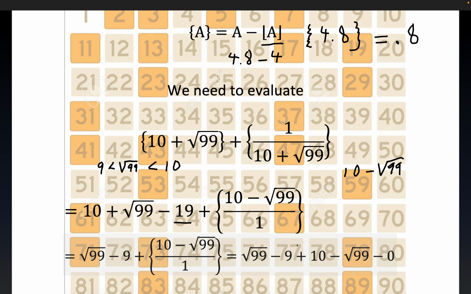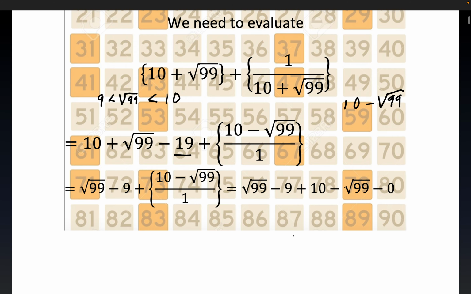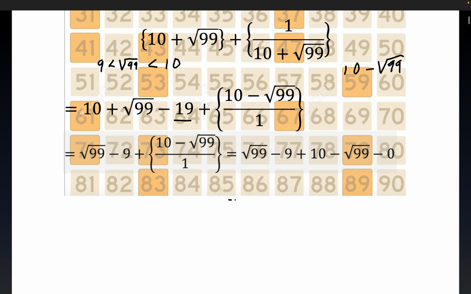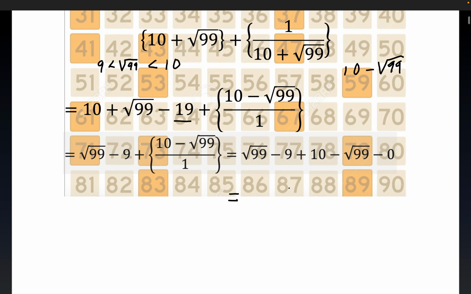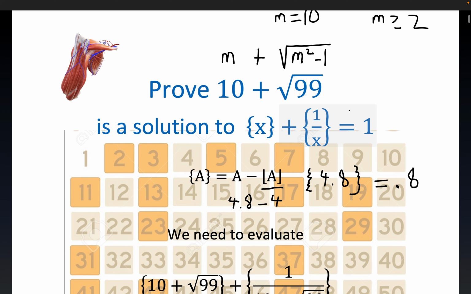And so, yeah, the rest of it's fairly straightforward. And when you add all this up here, you see that the square root of 99s cancel, and you just get 1. Okay? So we've shown that this is a solution. We've shown that this object is a solution.